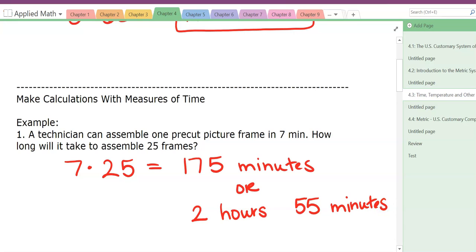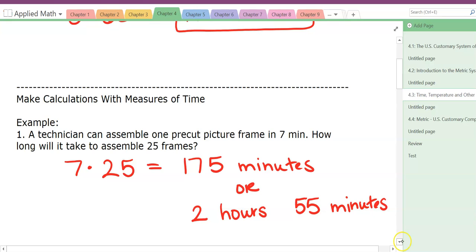Now, if it doesn't say to convert it to hours and minutes, you don't necessarily have to do that. But if somebody was asking you how long you were going to take to do a certain job, they're probably going to want to hear you say something like 2 hours and 55 minutes versus 175 minutes. They're not going to want to have to think themselves about how long it would take you. So it might make some sense to switch it to hours and minutes, because it makes more sense to us when we actually think about time moving.